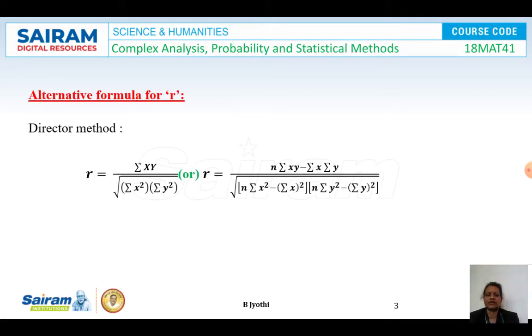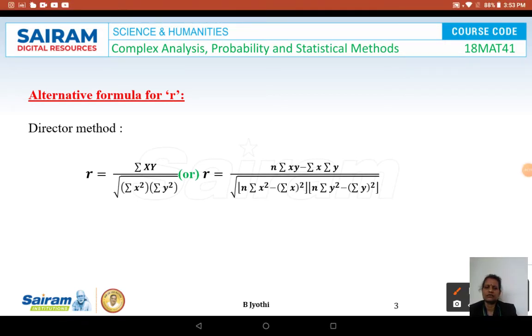Alternative formula for R. What is the alternative formula for R? R is nothing but summation XY divided by root of summation X square into summation Y square, or R is equal to n sigma xy minus sigma x into sigma y, divided by root of n into sigma x squared minus sigma x the whole square, into n into sigma y square minus sigma y the whole square. This is the alternative formula which we will be using.